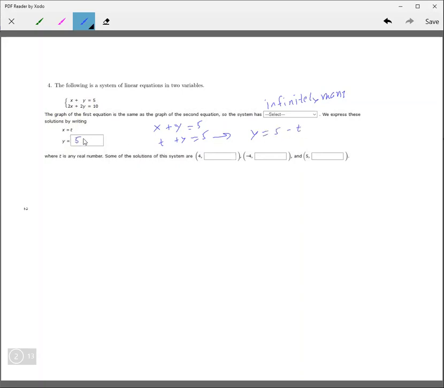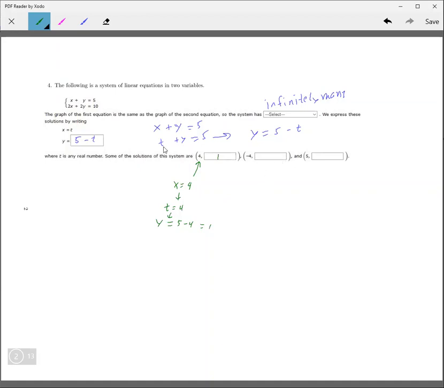Okay, so y equals 5 minus t. And so what happens is this is a way to express all of these infinitely many solutions. Each value of t will give you a solution. So, for example, here x is 4, which means that t is 4, which means that y is 5 minus 4, which is 1.